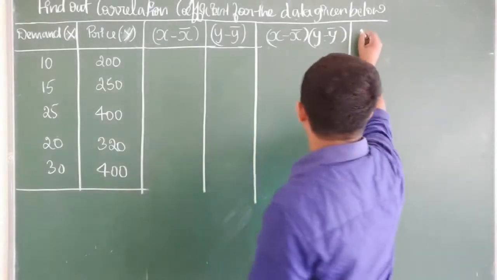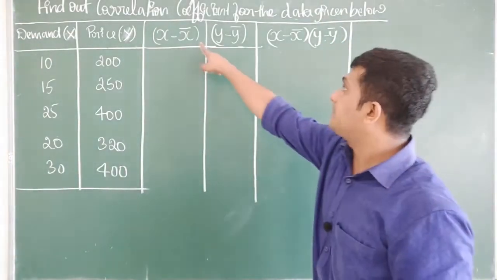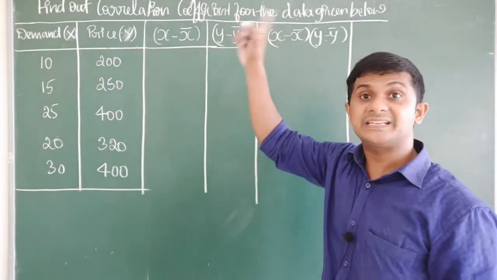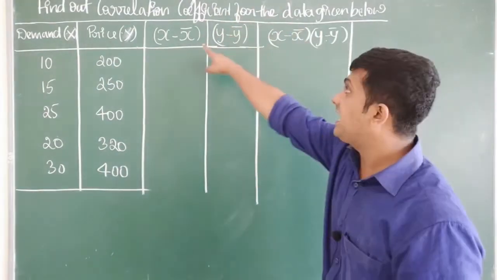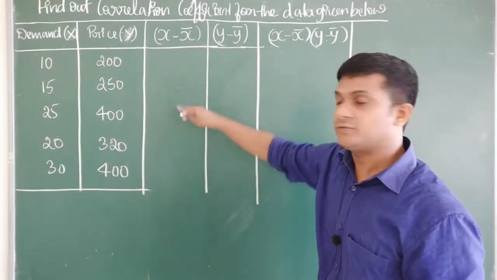The next value which we need in the denominator is sigma (x minus x bar) square. We have only x minus x bar, so the values we are getting here, we have to square them up.